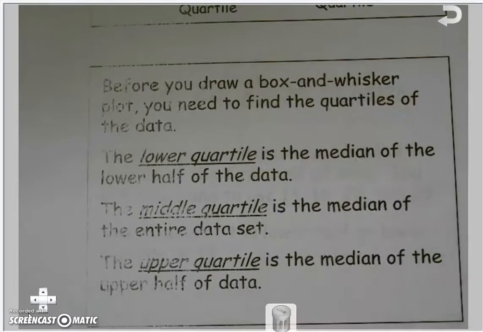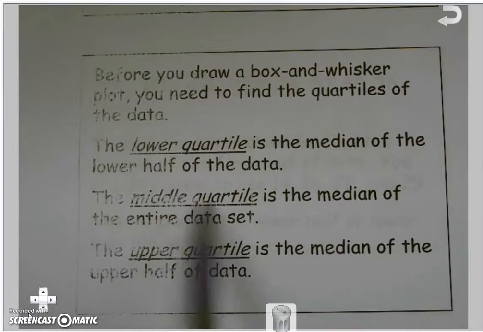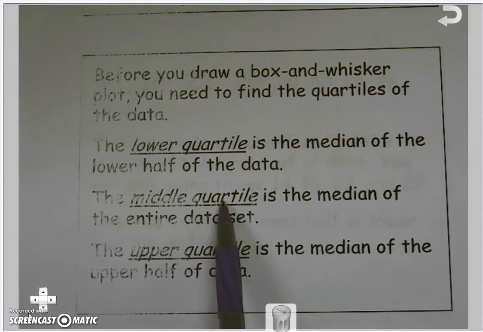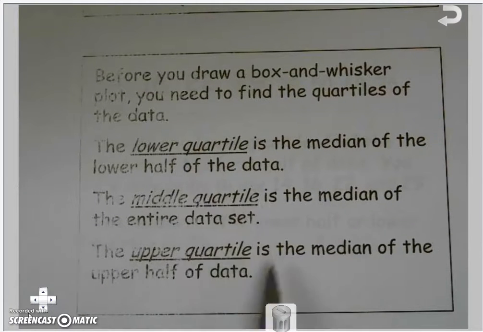Before you draw the box and whisker plot or the box plot, you're going to have to find the quartiles. And basically a box plot is pretty easy because all you're doing is finding a lot of medians. So first you find the median of the whole data. That's basically just the median or the middle quartile. Then all the numbers below the median, you find the median of those numbers to find the lower quartile. All the numbers higher than the median, you find the median of those numbers, and that's the upper quartile.